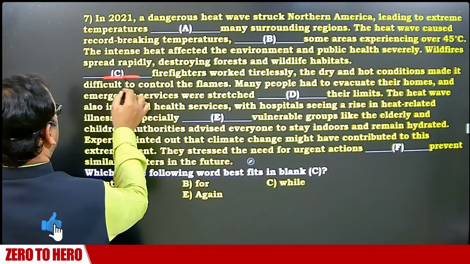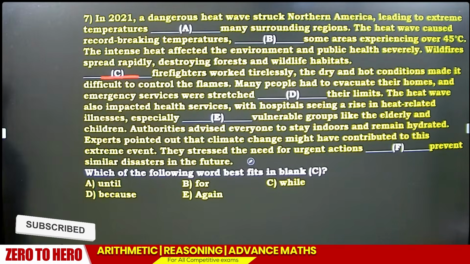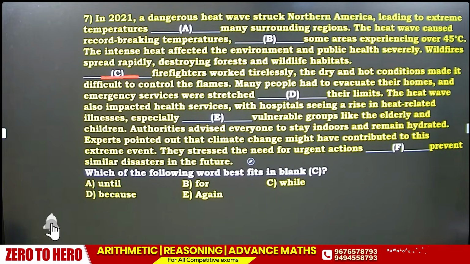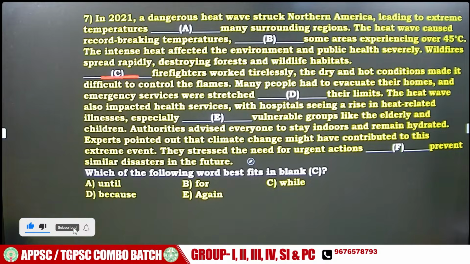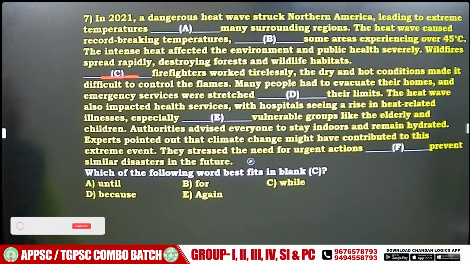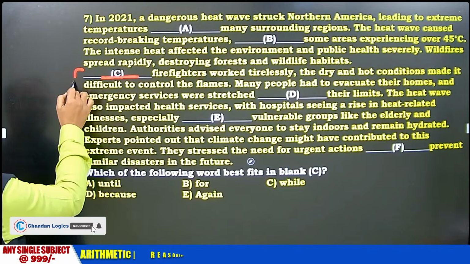Try the C option, dear. Try the C option. The sentence starts with something. What is the conjunction to be used? The sentence starts here.